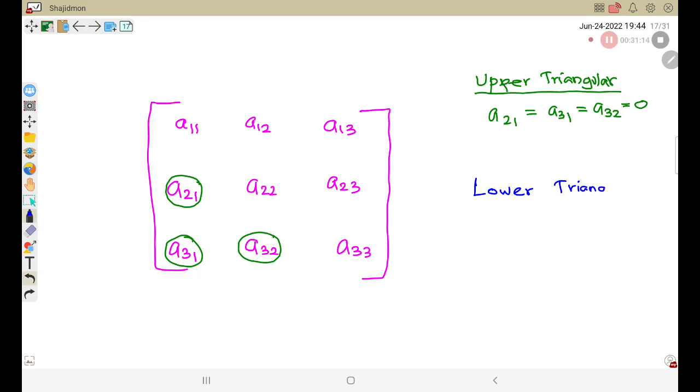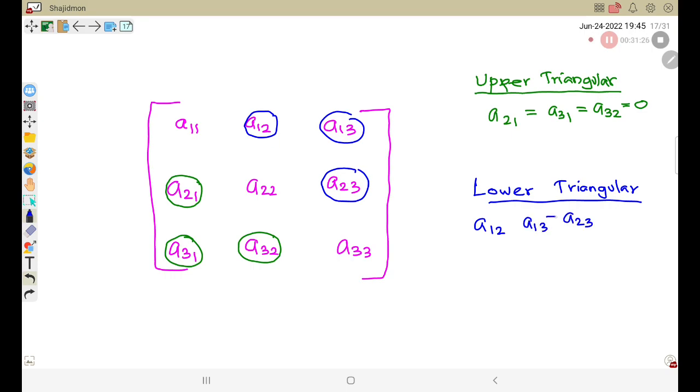Now, when we go to the lower triangular matrix, what are the numbers that should be 0? A12, A13, A23, these three numbers should be 0. A12, A13, and A23, these three numbers should be equal to 0. This is lower triangular. Now, what is the meaning of diagonal matrix?